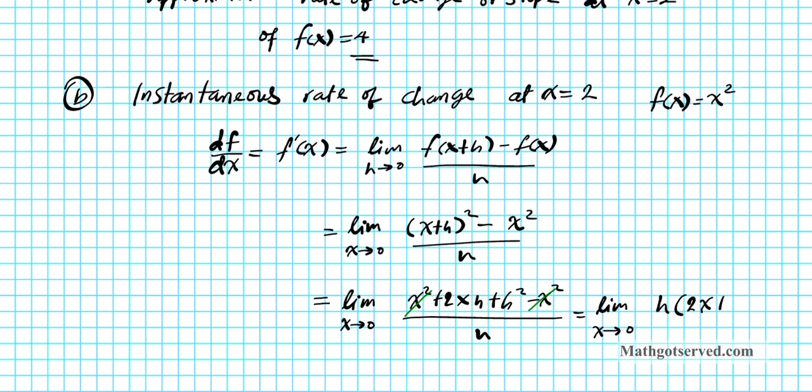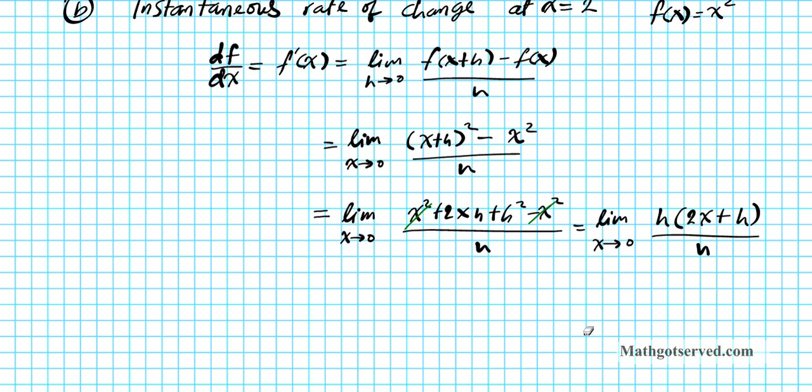Of h times 2x plus h over h, okay? Now, you can see why we didn't bother plugging in 0 for h from the onset, because we would have had a 0 in the denominator, which we can't actually evaluate. So we have to simplify it as much as we can and remove removable discontinuities. As we can see here, h equals 0 is a removable discontinuity. So let's go ahead and take that out.